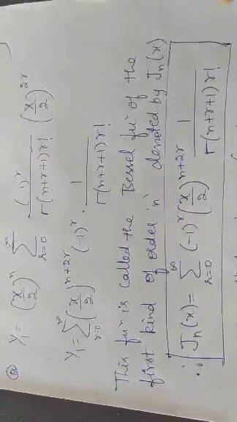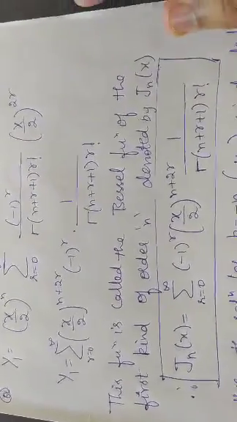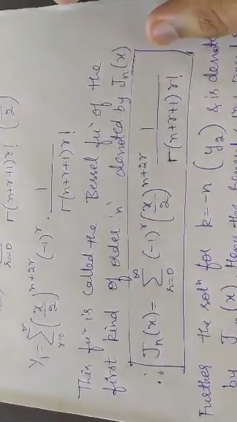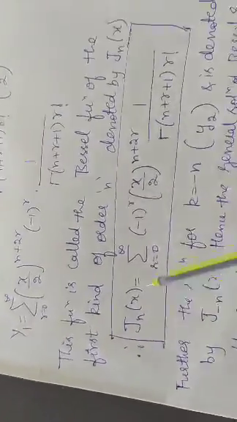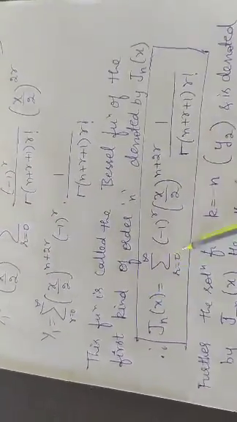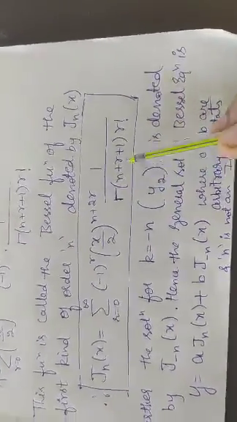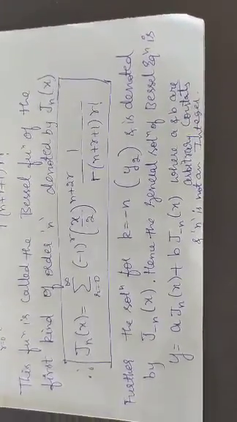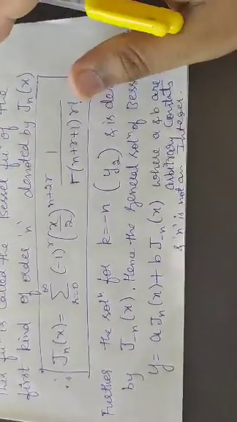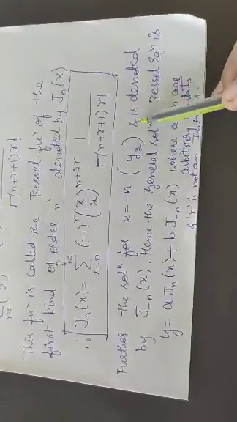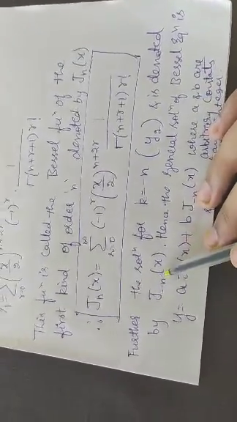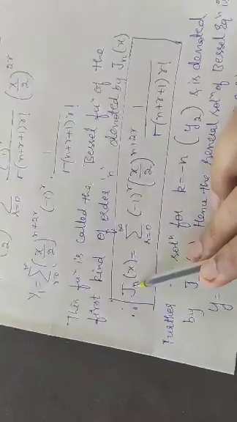This function is called the Bessel function of the first kind of order n and it is denoted by Jn of x. So what is Jn of x? It is the summation, r varies from 0 to infinity, of minus 1 whole power r (x by 2) whole power n plus 2r, times 1 by gamma of n plus r plus 1 into r factorial. Further, the solution for k equals minus n is denoted as y2 and is written as J minus n of x. So Jn of x is the form when k equals n, and J minus n of x is of the form k equals minus n.